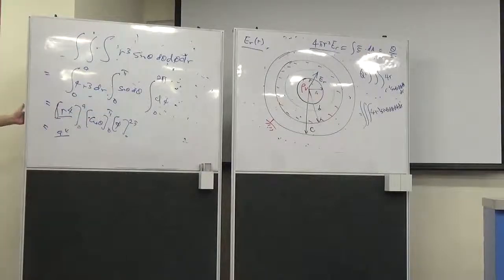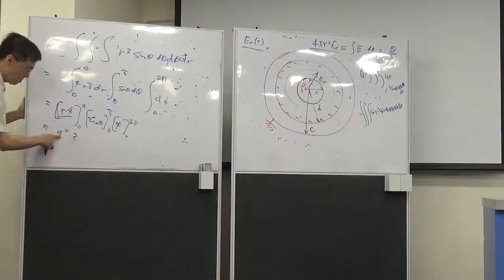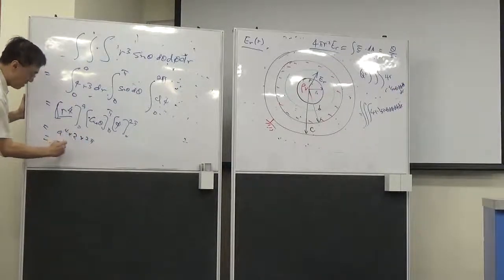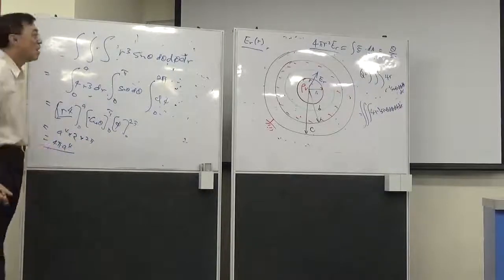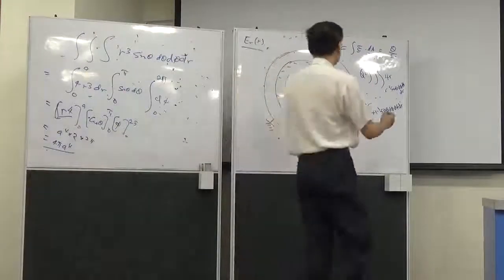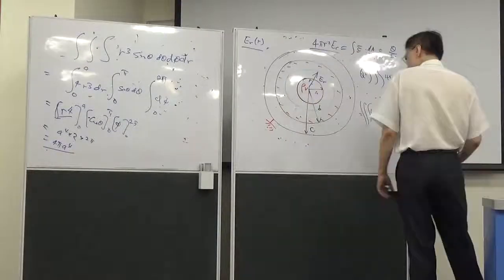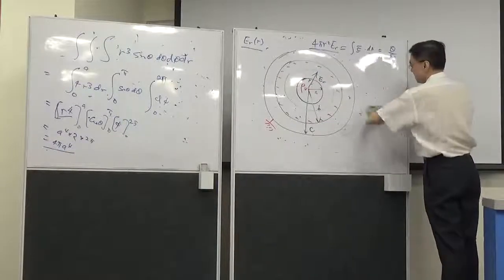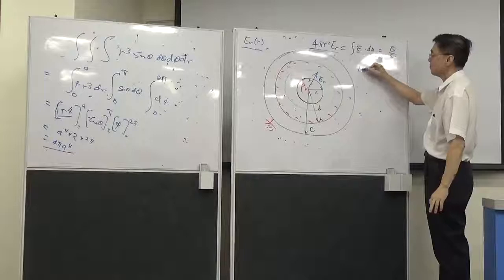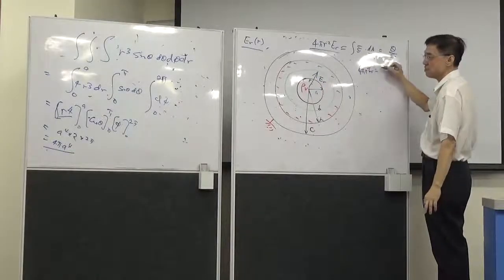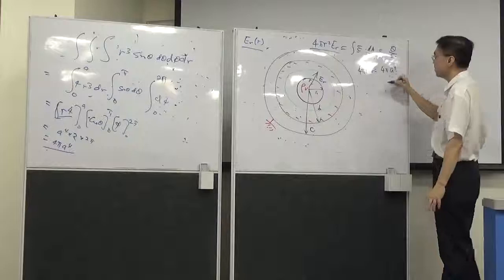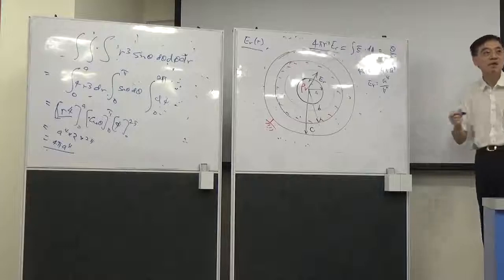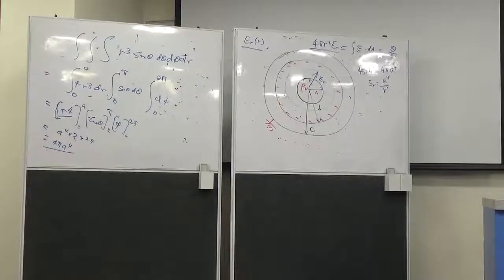No wonder I have the minus sign wrong. So this is equal to 2, and this is equal to 2 pi. So this is equal to 4 pi A to the power 4. Now what we have is 4 pi r squared ER is equal to 4 pi A to the power 4. So ER is equal to A to the power 4 divided by r squared. That's all.